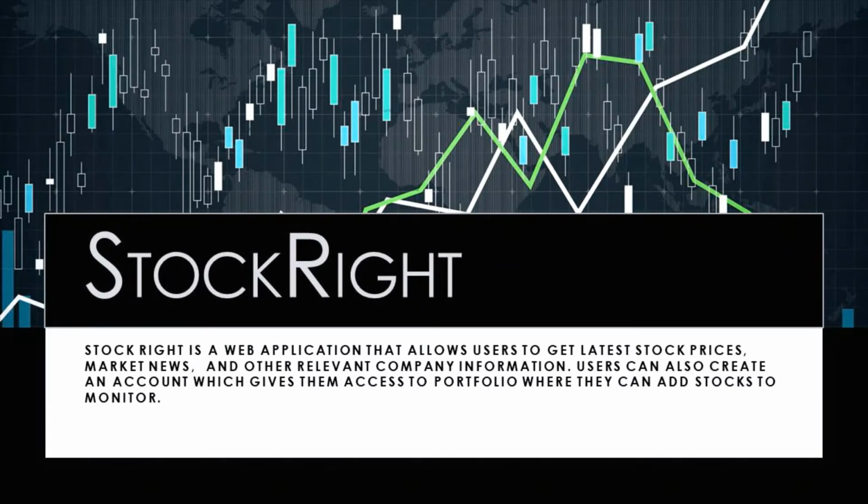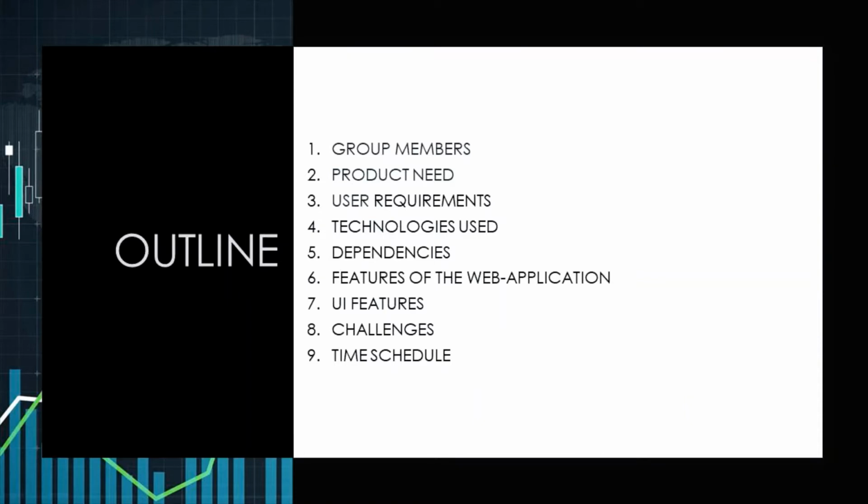So any changes in the stock prices or any relevant news which would affect the stocks would be displayed under the portfolio. So this is the basic outline for our PowerPoint presentation. The first slide would include the group members. The second would include the product's need. Why was the product needed? The third would include the requirements.